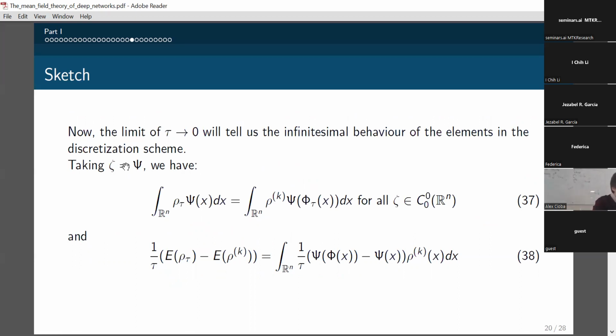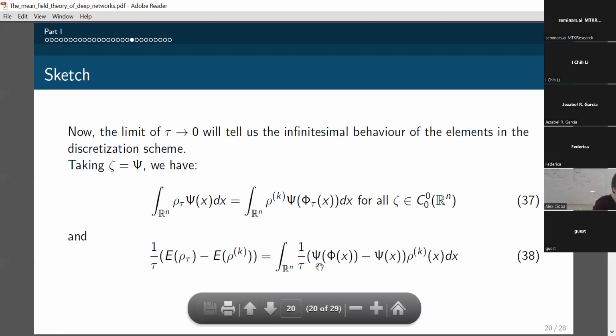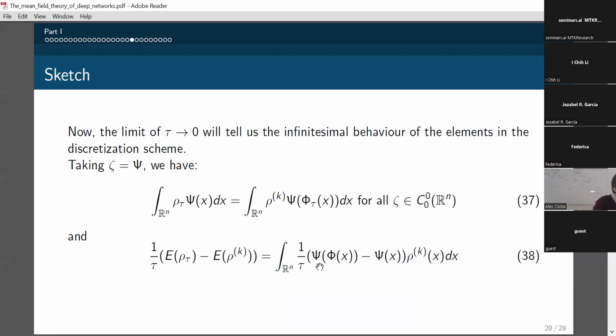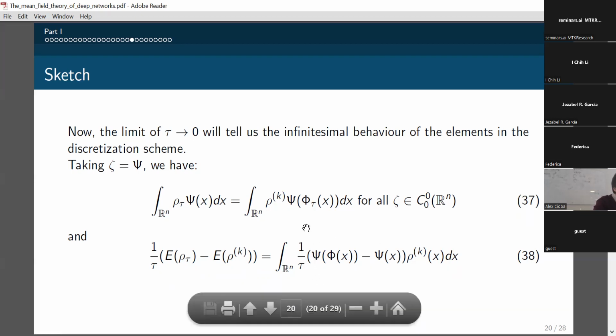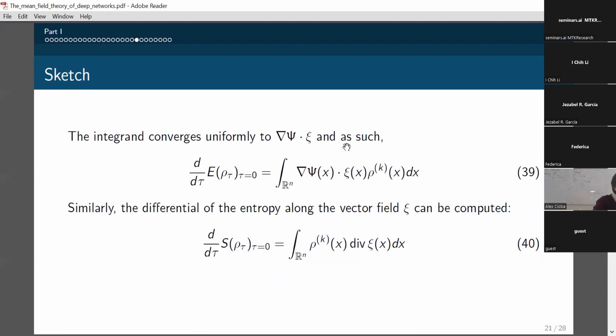So in particular, by choosing the test function to be the potential that was driving the diffusion equation, we can recover the differential quotient for E. We can let tau tend to 0 under the right-hand side, and this will give you the derivative with respect to tau because these quotients converge uniformly. These integrands converge uniformly, and you can recover the first variation, the derivative of E composed with rho tau at tau equals 0, which is obviously still related to the first variation of E.